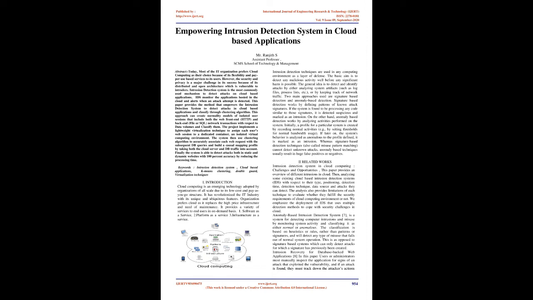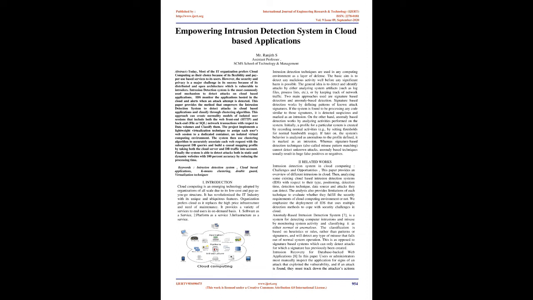Signature-based detection works by defining patterns of known attack signatures. If the system is found to be processing any code similar to those signatures, it is detected as suspicious and marked as an intrusion. On the other hand, anomaly-based detection works by analyzing activities performed on the system. Initially, a profile for a particular system is created by recording normal activities, for example by setting thresholds for normal bandwidth usage. If later on, the system's behavior is analyzed as anomalous to the profile defined, it is marked as an intrusion.